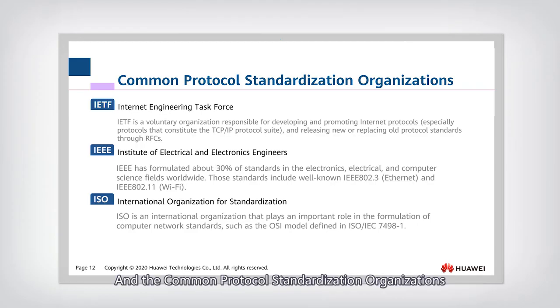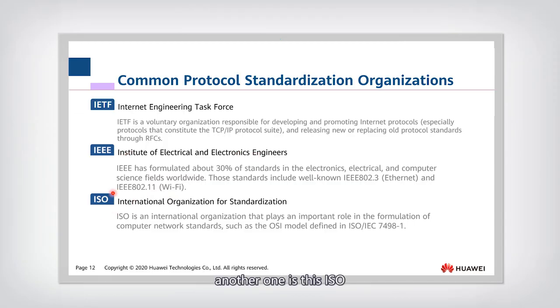And the common protocol standardization organizations include the following three important organizations. One is the IETF, the Internet Engineering Task Force. A lot of protocols, for example TCP, IP, DNS, and DHCP, are all defined by this task force. Another one is IEEE. IEEE defines standards in the electrical and electronics and computer science field. So the well-known IEEE 802.3 for the wired LAN and 802.11 for Wi-Fi are all defined by IEEE.